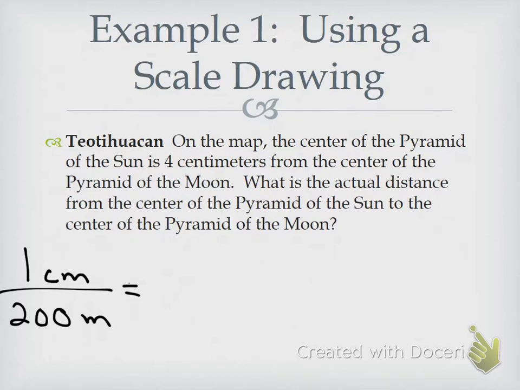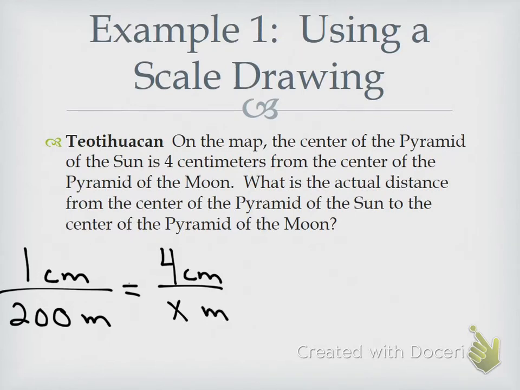So in order to make sure they match up, does 4 centimeters go on top or on bottom in the second ratio? Why would it go on top? Because I've got to compare centimeters on the top of both ratios. It's got to be the same on both sides. So I've got 4 centimeters over, and I don't know how many meters that would be.